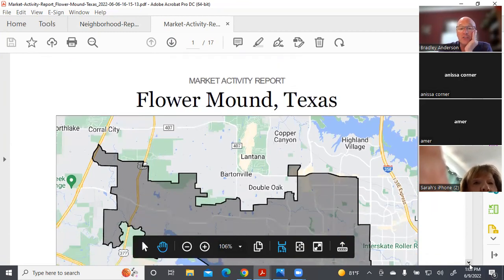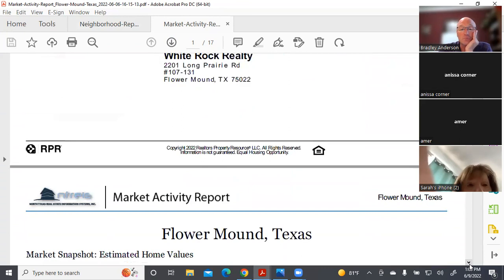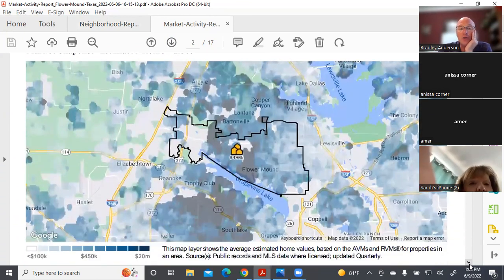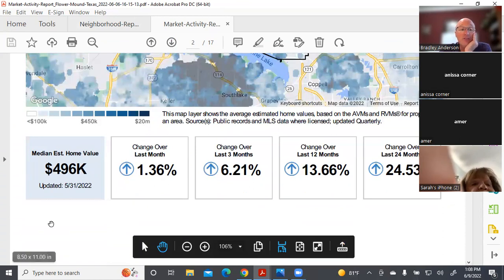So just for the town of Flower Mound, I'm going to scroll down, and this will give you talking points on the town that you live in. Let's walk through these. It says updated the end of May, 5/31.